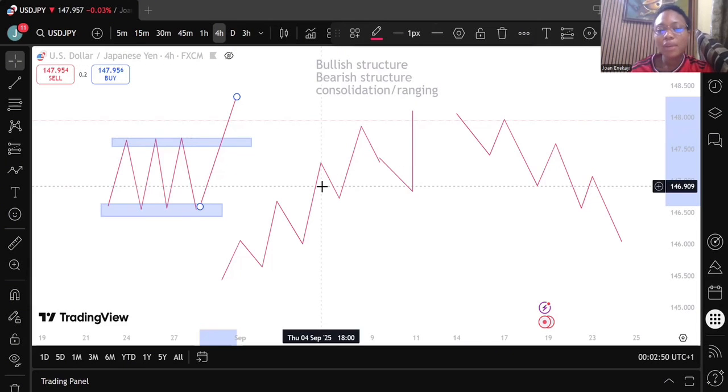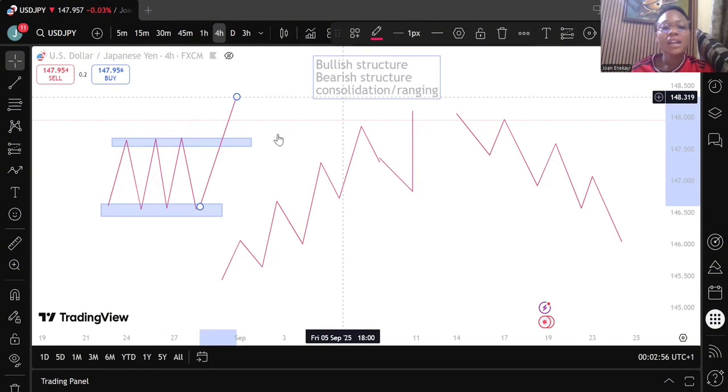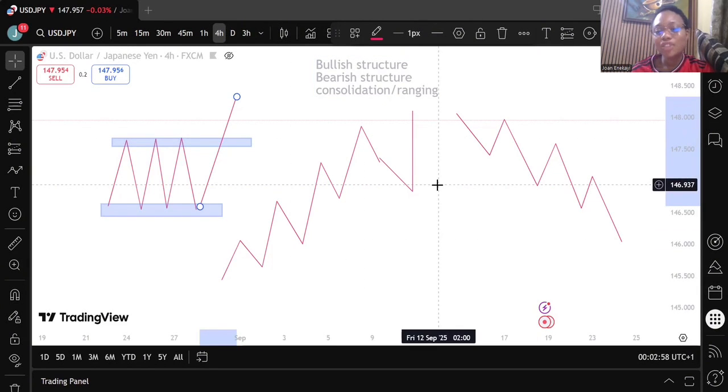So this is simply how a bullish, bearish, and consolidating market looks like. These are the three types of market structure we have. And after learning properly a trend market and a ranging market, right? The next thing for you to learn is market structure shifts, right? Which can also be called change of character and break of structure.